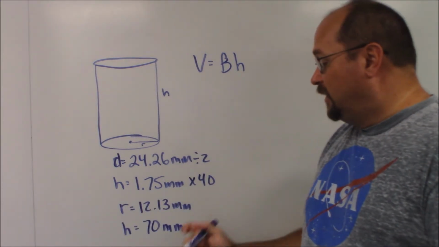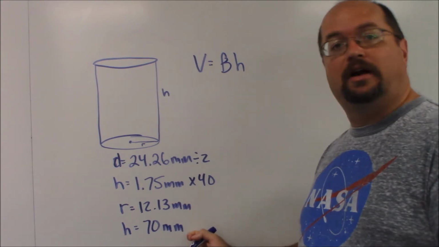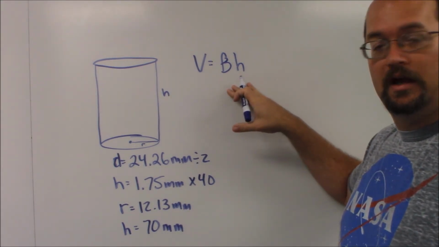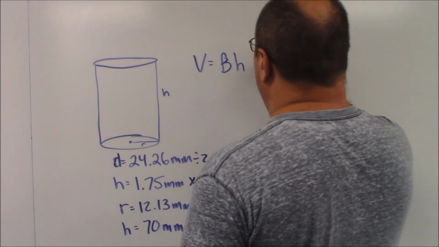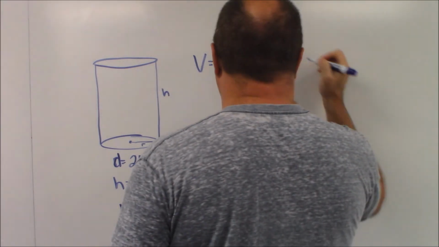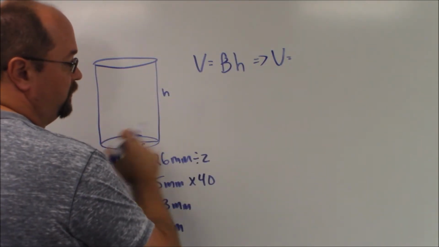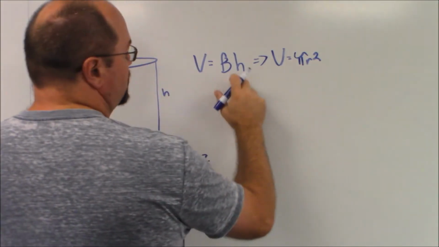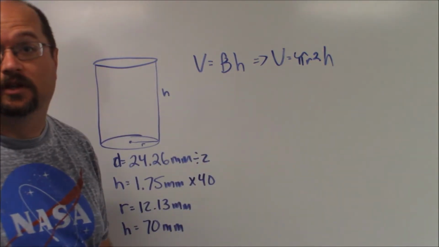All right, so we get for our radius 12.13 millimeters, and for our height 70 millimeters. All right, and now it's just a matter of completing our formula here. Now I'm going to rewrite this as volume is, because remember our base is a circle, so I'm going to go ahead and do pi r squared times height, since we're dealing with a cylinder.